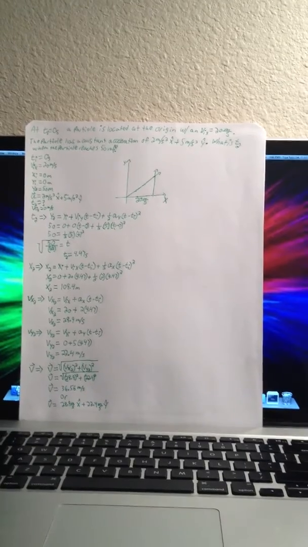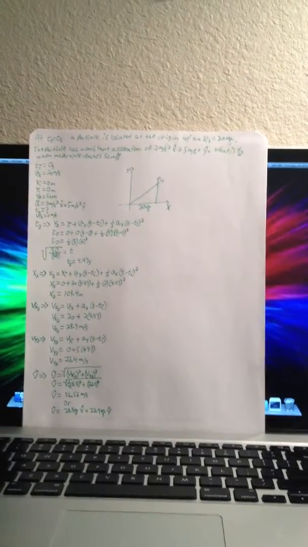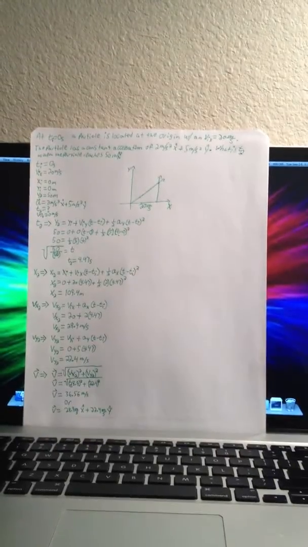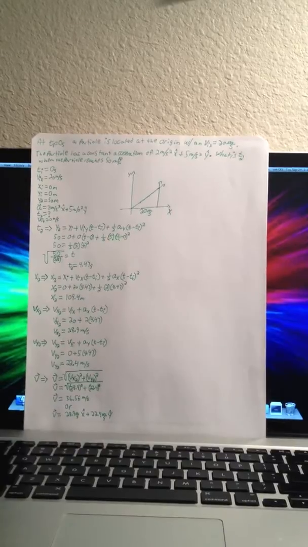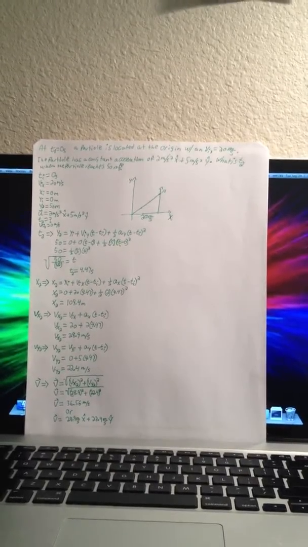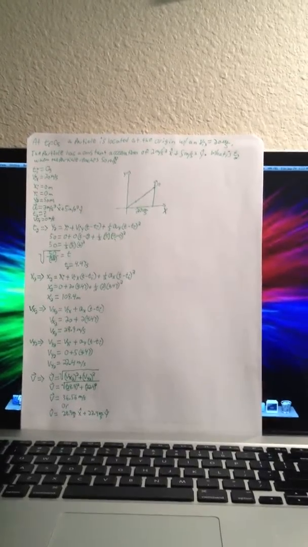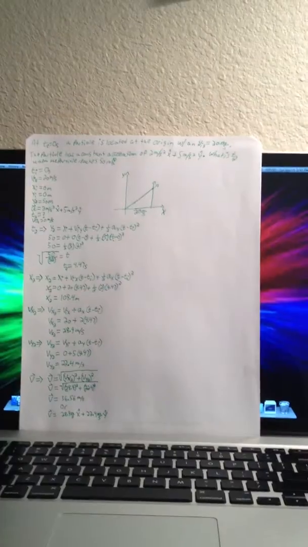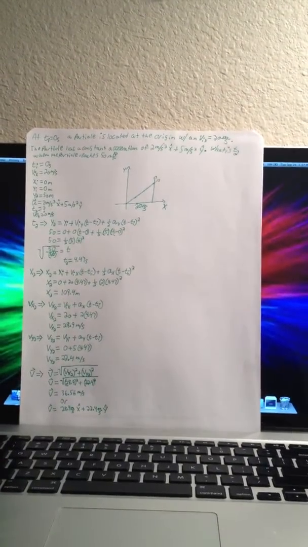So we get 36.56 meters per second for the vector, or we could write that as 28.9 meters per second x hat plus 22.4 meters per second y hat. And that is how you solve a vector problem given time, acceleration, origin, and initial velocity for one x or y.